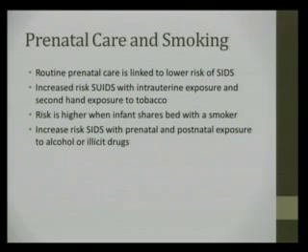So another way to decrease the risk of SIDS is to do a lot of prenatal care. So the babies that had the more prenatal care were less likely to die of sudden infant death syndrome. So encouraging them to go to the doctor and keep those appointments is important for them so that they can stay healthy throughout their pregnancy. Increased risk of sudden unexpected infant death is due to intrauterine exposure and secondhand exposure to tobacco, so that's a big one. The risk is even higher when the baby shares a bed with a smoker.